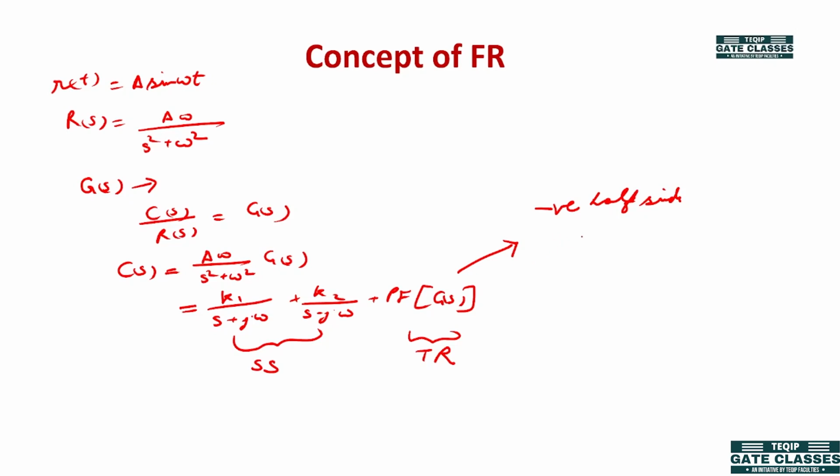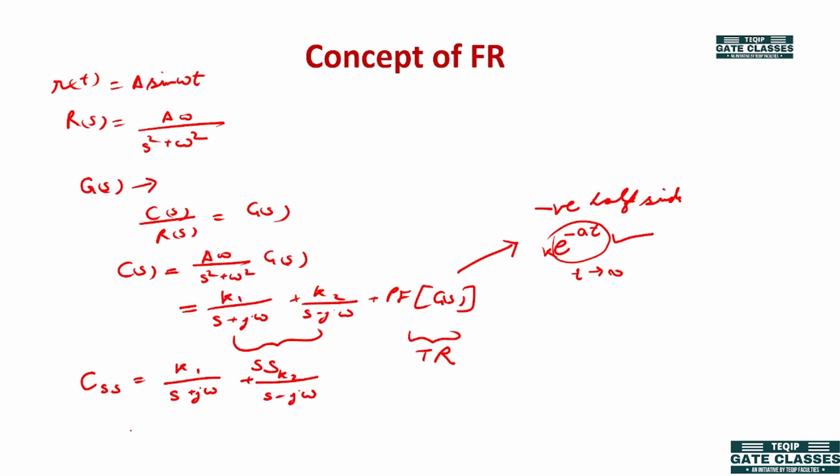So when you do the inverse Laplace transform, you will get terms somewhat like e to the power minus at. All the terms would be in this form only. Once you put t tends to infinity, all these terms will vanish. So this will give the transient response, and only these terms will exist in the steady state response. So the steady state response would be equal to k1 upon s plus j omega plus k2 upon s minus j omega. From this we can also conclude that the system is giving you the transient response and the input is giving you the steady state response.